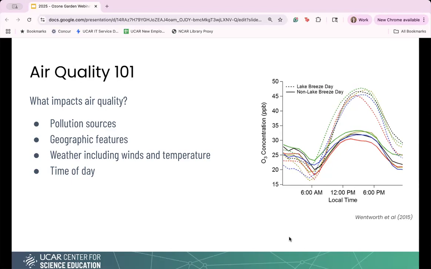Maybe lots of people are typing for this part. I'm going to also mention this came from a study about Lake Ontario and Toronto. So this is looking at ozone concentrations in Toronto, which is really close to Lake Ontario.